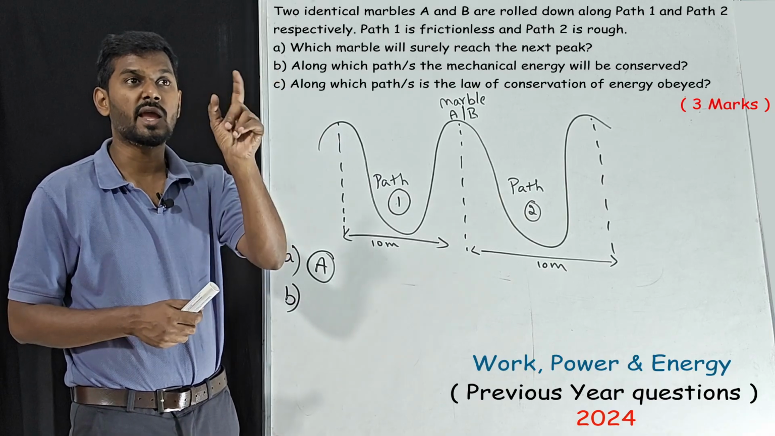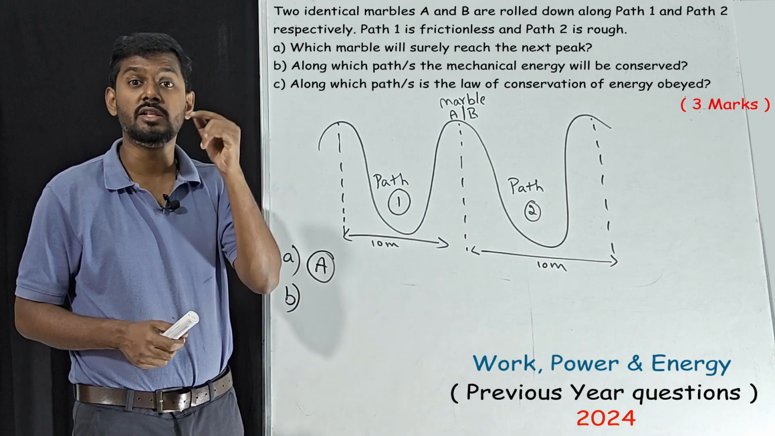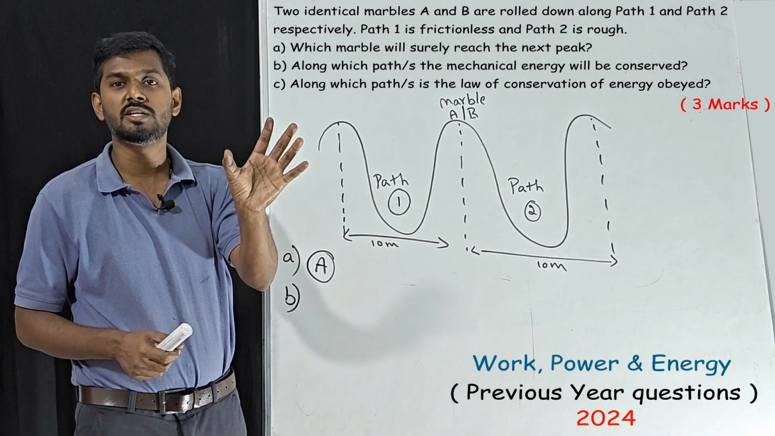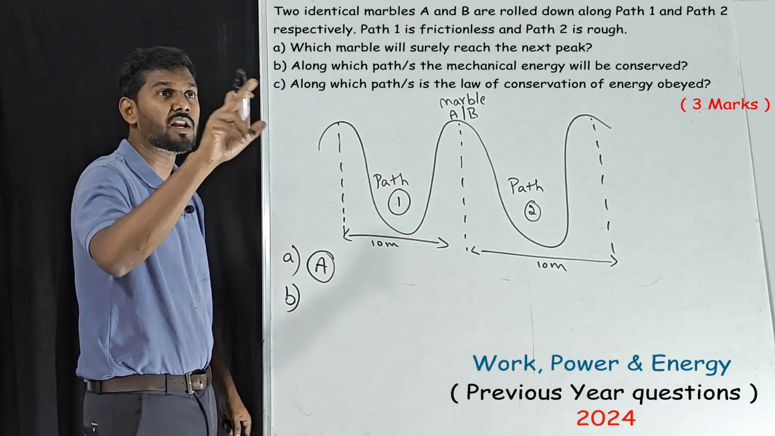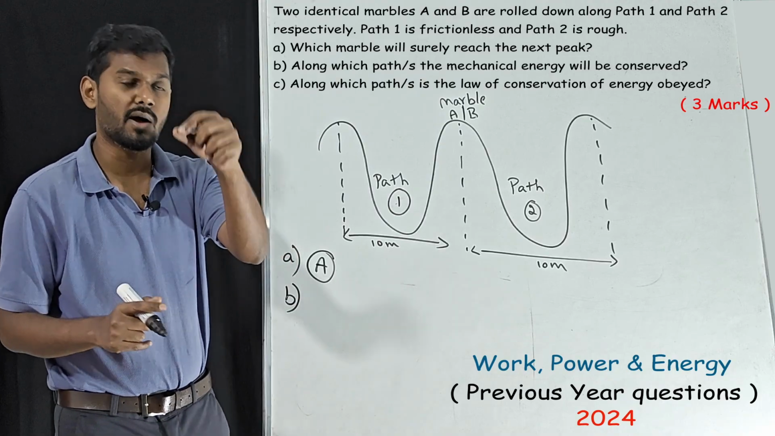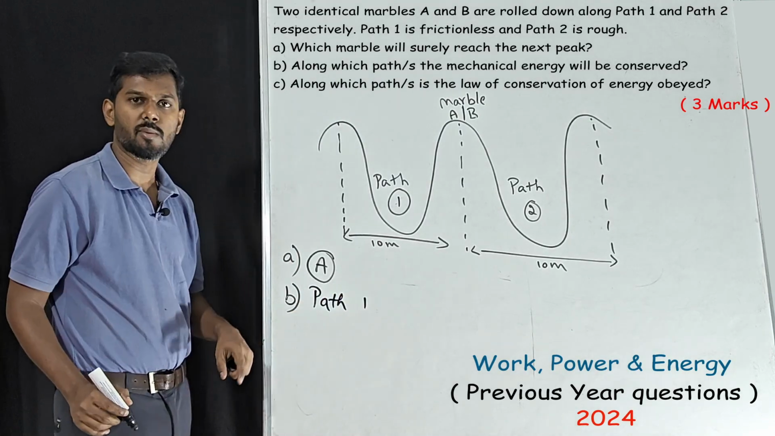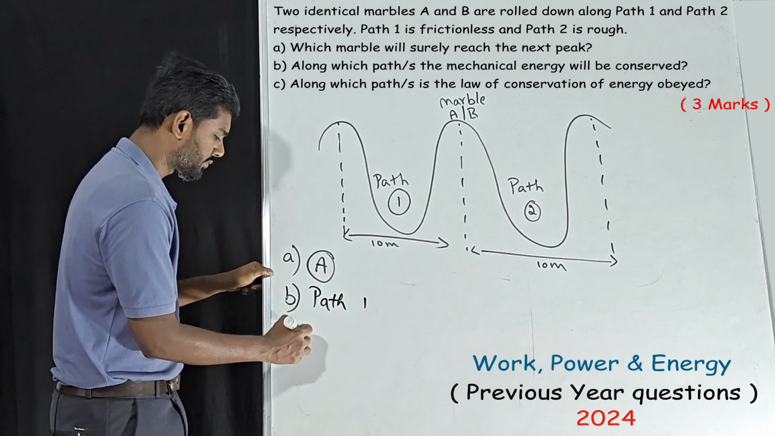In which path will mechanical energy be conserved? Mechanical energy will always be conserved in the path where it is frictionless. Only in a frictionless medium will mechanical energy be conserved. They are talking about the path, not the marble, right? With path or paths, so that is path 1. In path 1, the mechanical energy will be conserved.